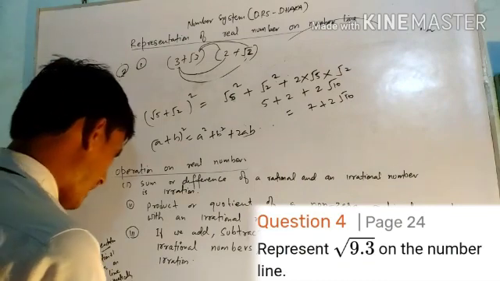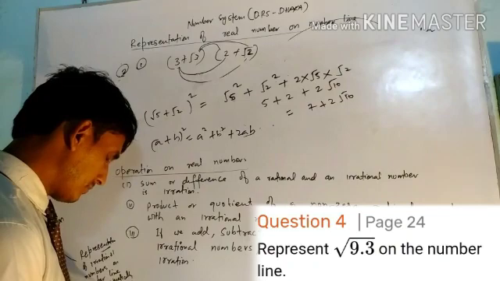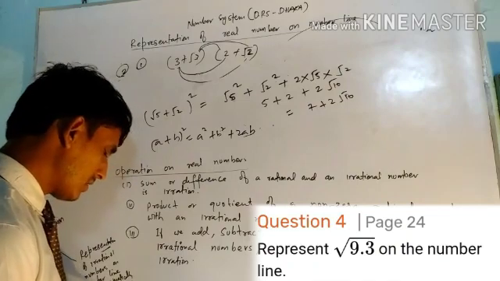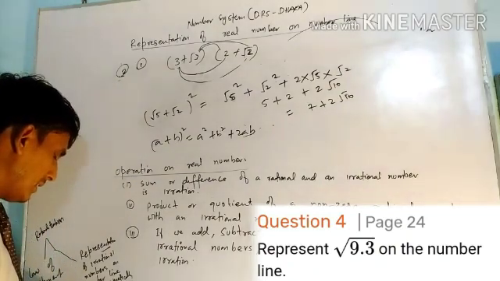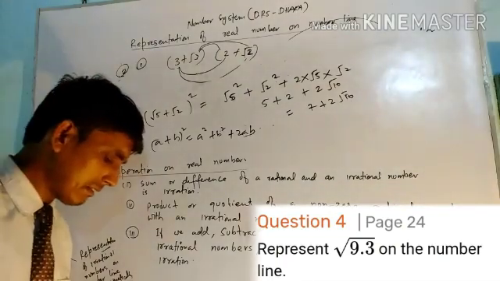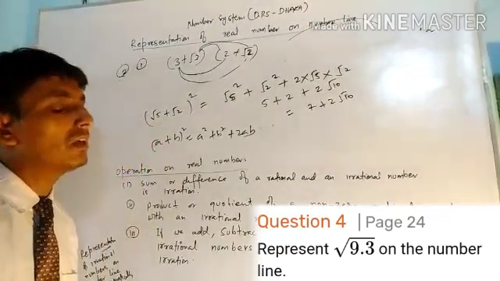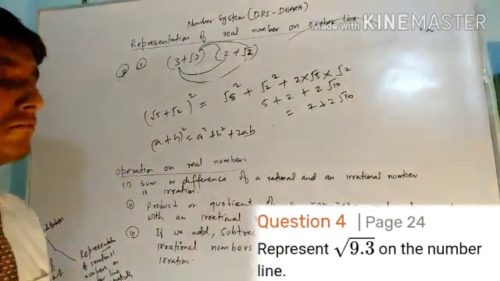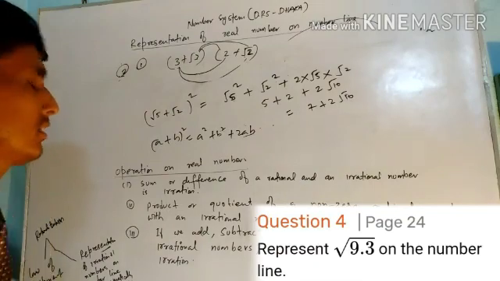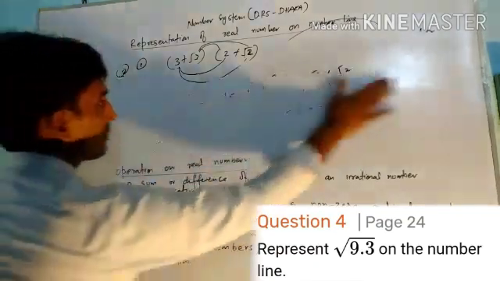We recall pi is defined as the ratio of circumference of a circle to its diameter. Leave this question. Represent root under 9.3 on the number line. So we have to represent root under 9.3 on the number line. Question number 4.